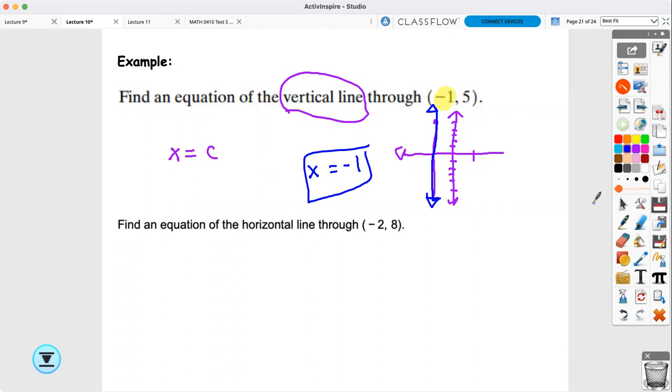Look at the second example. Find an equation of the horizontal line through -2, 8. So remember, horizontal is y equals c. So if for a vertical line we looked at the x value, can someone tell me what number we're gonna look at for the horizontal? The x or the y? We're gonna be looking at the y value. So then the formula would be y equals 8. Now, if you're wondering, how did you figure that out? Well, let me show you by making a graph.